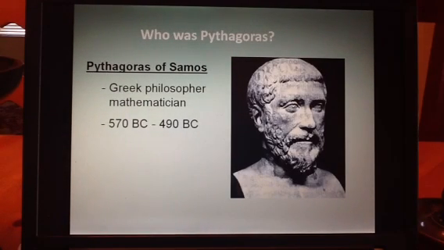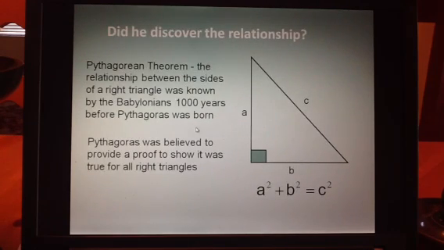The Pythagorean Theorem was named after Pythagoras because he's the one who provided a proof. He's not really the one who discovered it. The Pythagorean theorem is on your reference sheet. Most of you have seen it before.